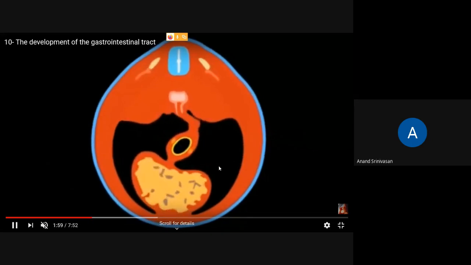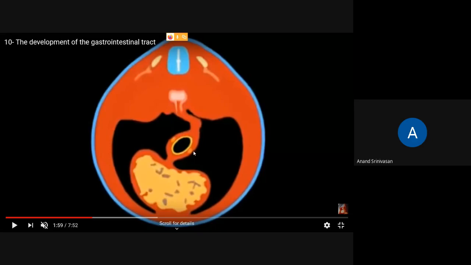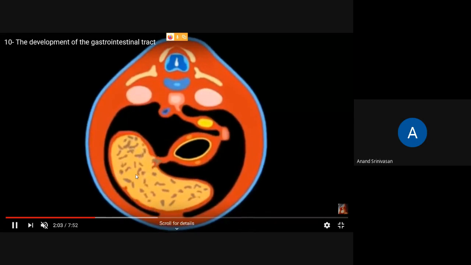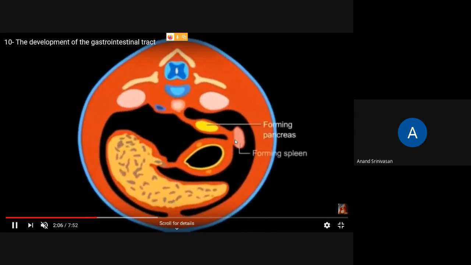Now because of the rotation, what happens? The left vagus becomes the anterior vagus, and the right vagus becomes the posterior vagus, because of the rotation of the stomach. The liver also expands. And from the dorsal mesentery, the dorsal mesogastrium, there will be the formation of the spleen. And the pancreas: initially it is intraperitoneal, then later on it becomes retroperitoneal.